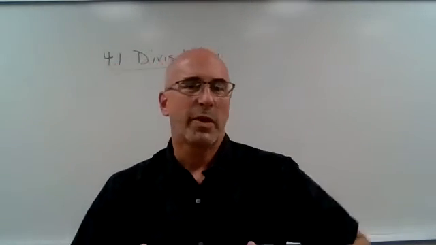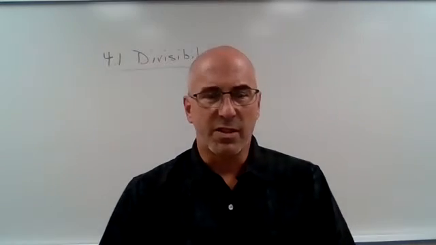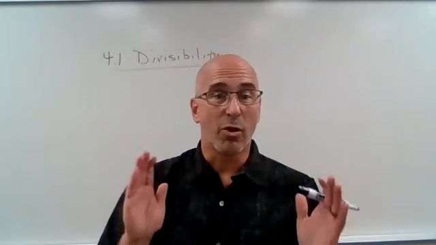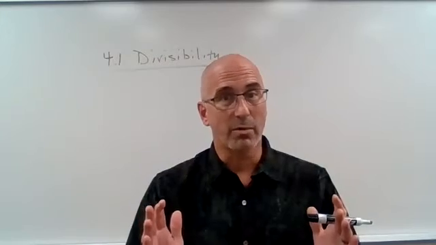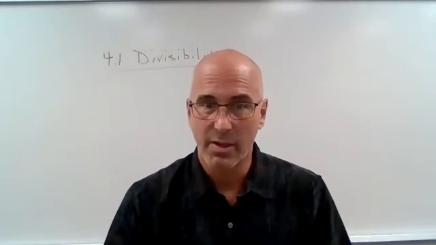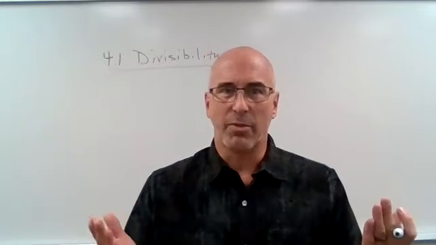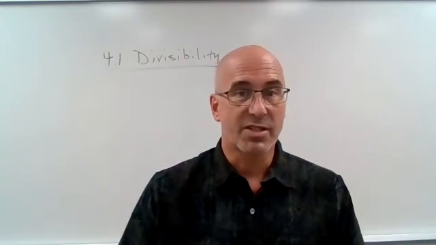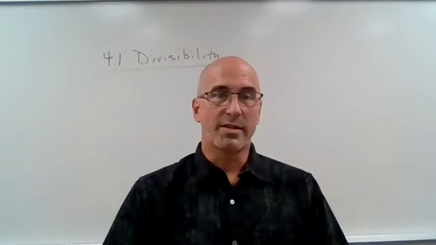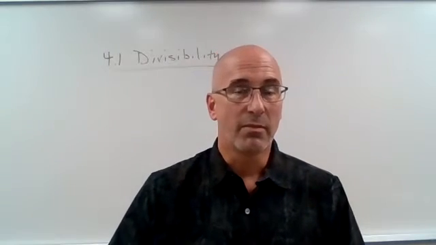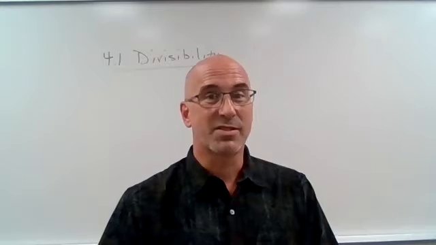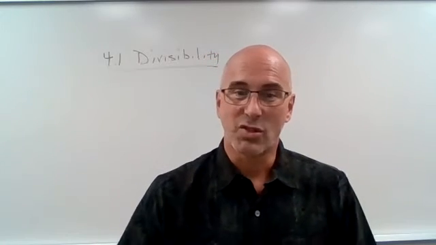Divisibility. So when we say a number is divisible by another number, that means when we divide the two, the quotient is a whole number. So that means we do not have any remainders or any decimals. So just for example, if we say that the number 6, it's divisible by 2 because 6 divided by 2 is 3. We say that 6 is also divisible by 3 because 6 divided by 3 is 2.